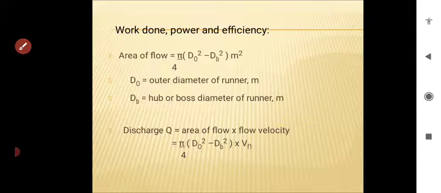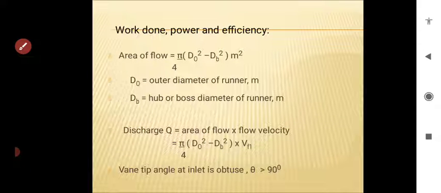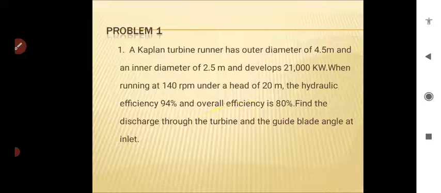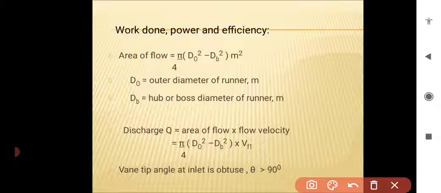Now, when the tip angle at inlet is observed to be greater than 90 degrees. Here some more points are there. The peripheral velocity of the runner at inlet and outlet is equal.